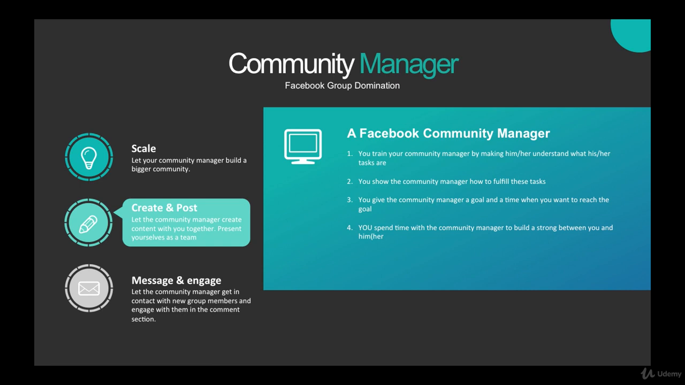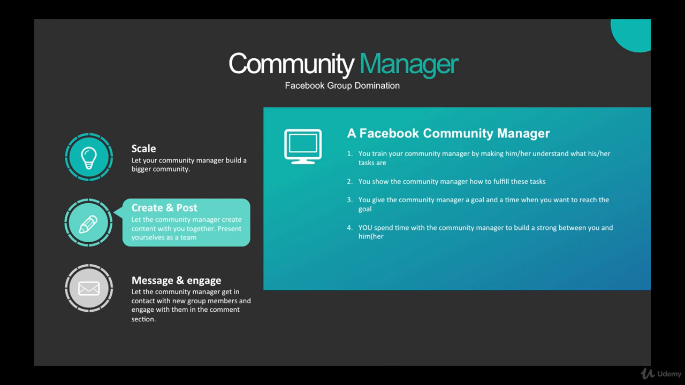Now, how can you make sure that your group is growing every single day? Well, you basically tell the community manager to, for instance, advertise your group in other groups. So you want to make sure that there's always traffic, always new members coming into the group so that you can interact with them and or the community manager can interact with them.